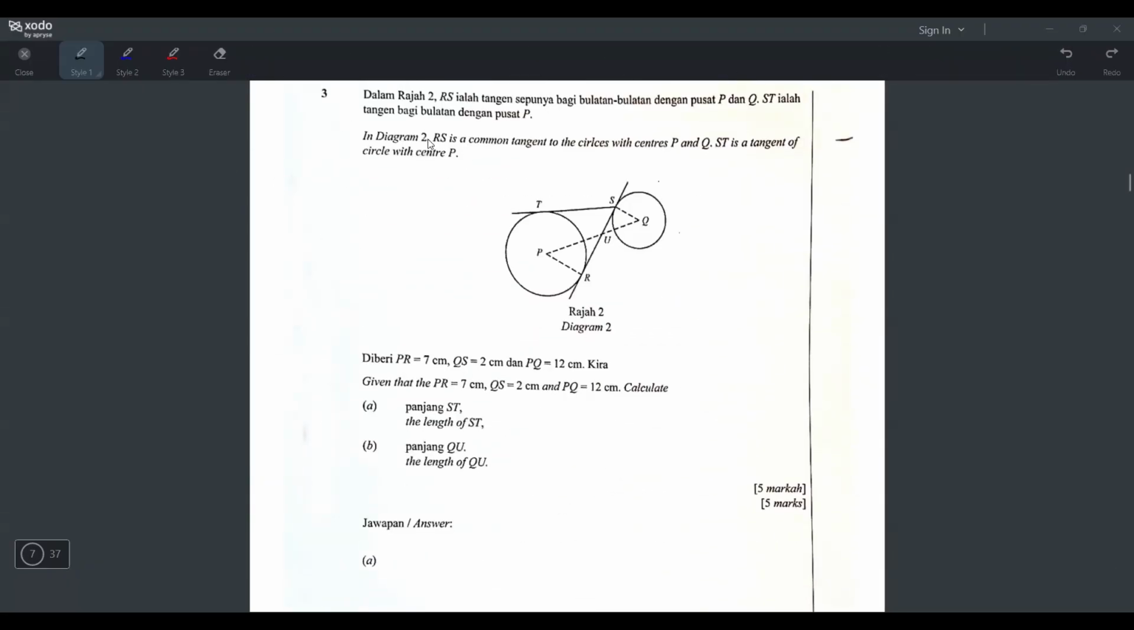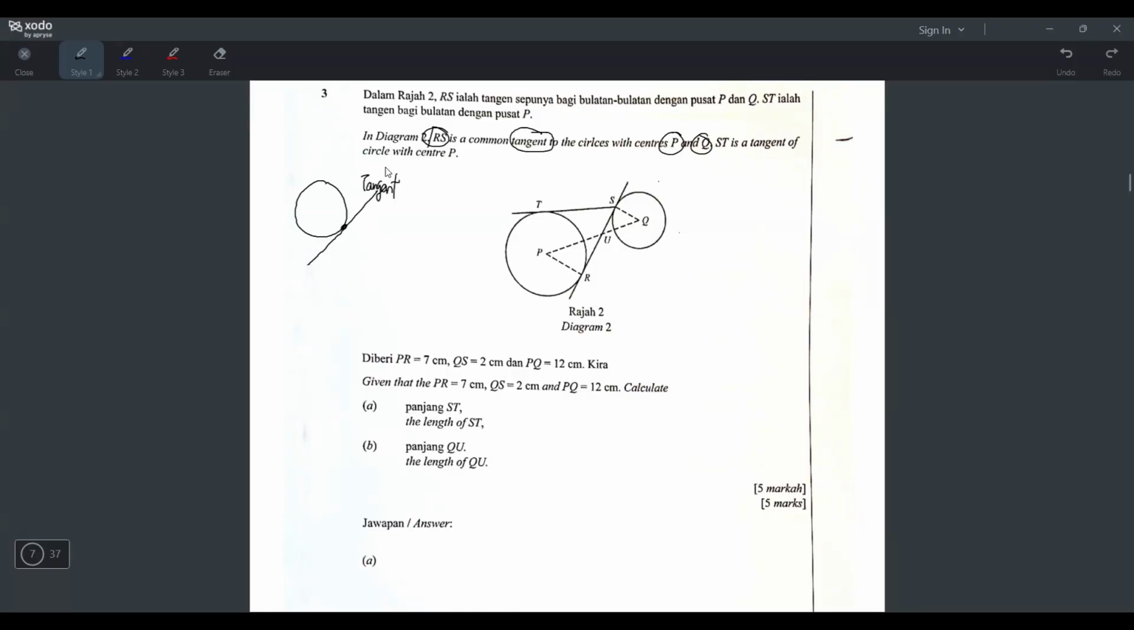Let's read the question. In diagram 2, RS is a common tangent, right? So common means this RS is tangent to both circles, to the circles with center P and Q. Immediately when you see the word tangent, you have to think about 90 degrees, right? So what do I mean by that? For example, if I give you a circle here and I draw a line, and this line only touches the circle at one point, then this line we call a tangent line, right?